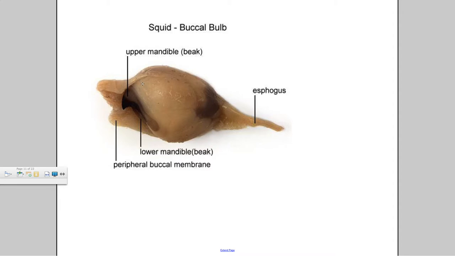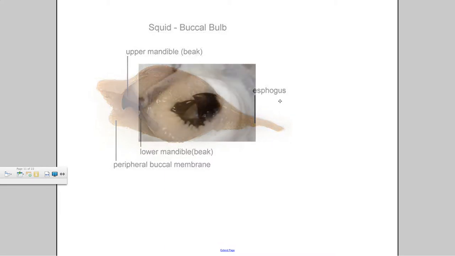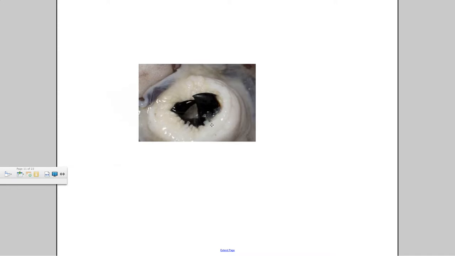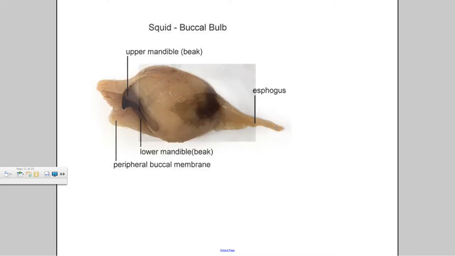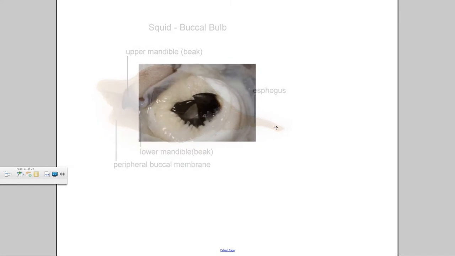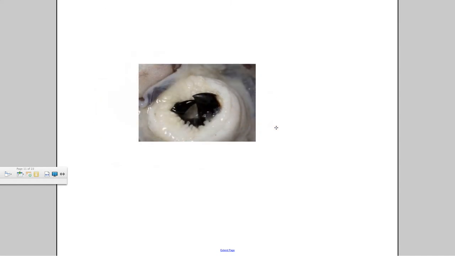But this is the buccal bulb. And this is their esophagus back here. So this is their beak. And it chews right through it just like a parrot would do. Opening up their beak, that's what it looks like. It rips right through it. That beak is tough.